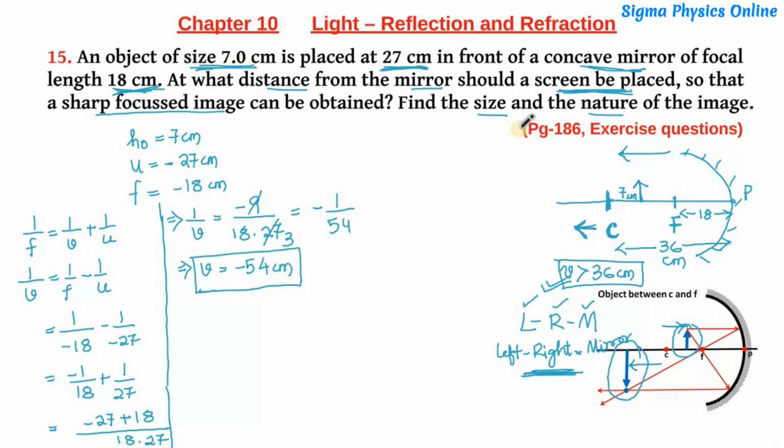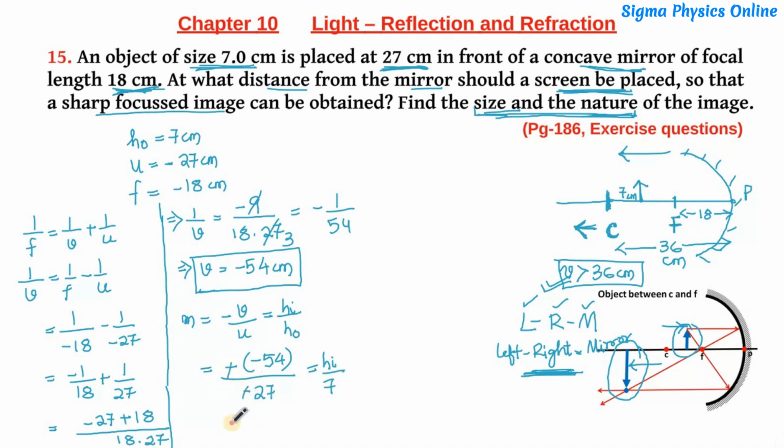Now let's go and solve the second part, that is the size and nature of the image. Now the size and nature of the image can be found out using the magnification formula, which is M is equal to minus V by U, which is HI by HO for a mirror. So substituting the values of V, U and HO, we get V is minus 54 by U we got as minus 27 is equal to HI by HO is 7 centimeter.